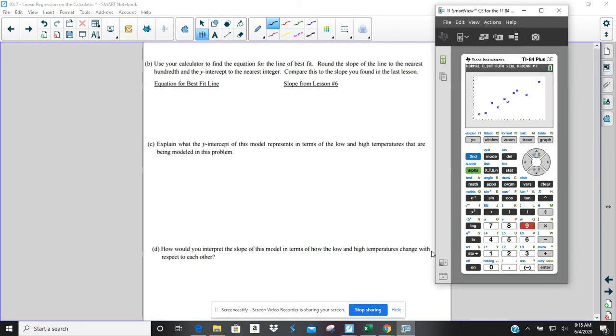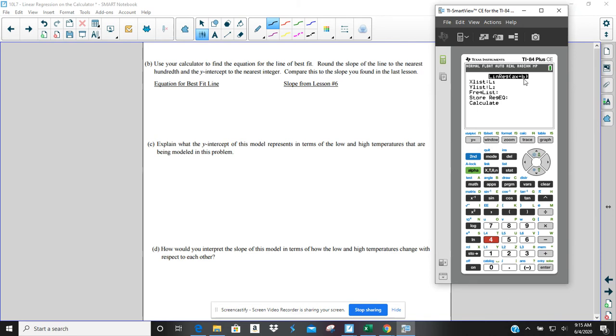So far right now, we've put our data into stat edit. Then we went to the scatter plot, which is going to be second stat plot. And I made sure that it was the scatter plot for L1, L2, sorry. And now I'm going to go to stat, calc, and I'm going to go down to linreg, which is number 4.